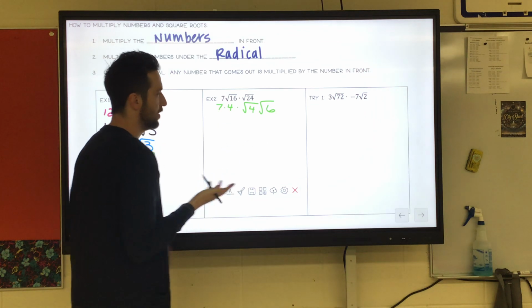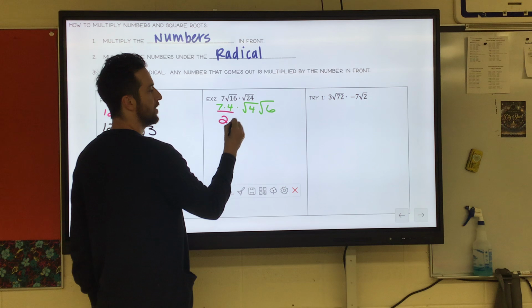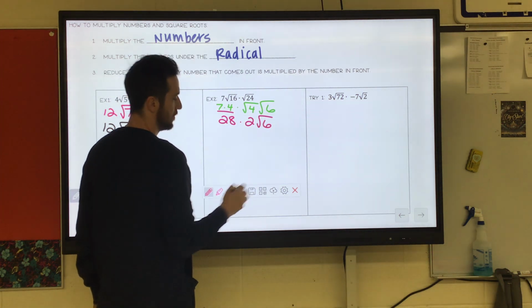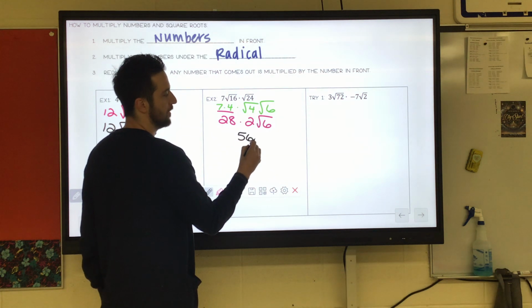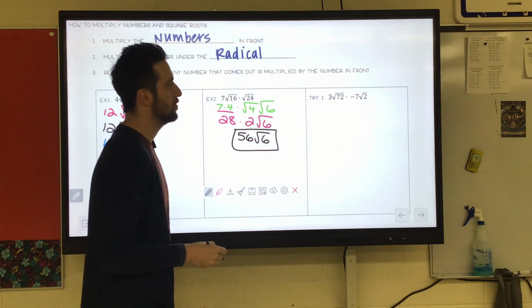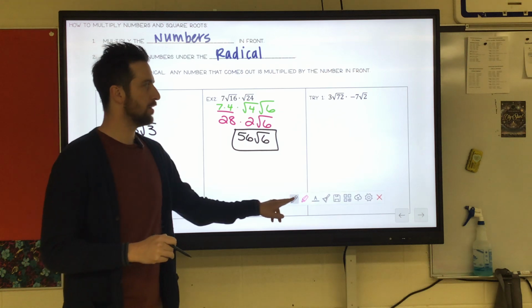So this is what we've got. There's some stuff to clean up here. 7 times 4 is 28. Times the square root of 4 is 2, then we have our root 6. 28 times 2 is 56, and then you got your root 6. All done. So much fun. Look at us multiplying radicals.